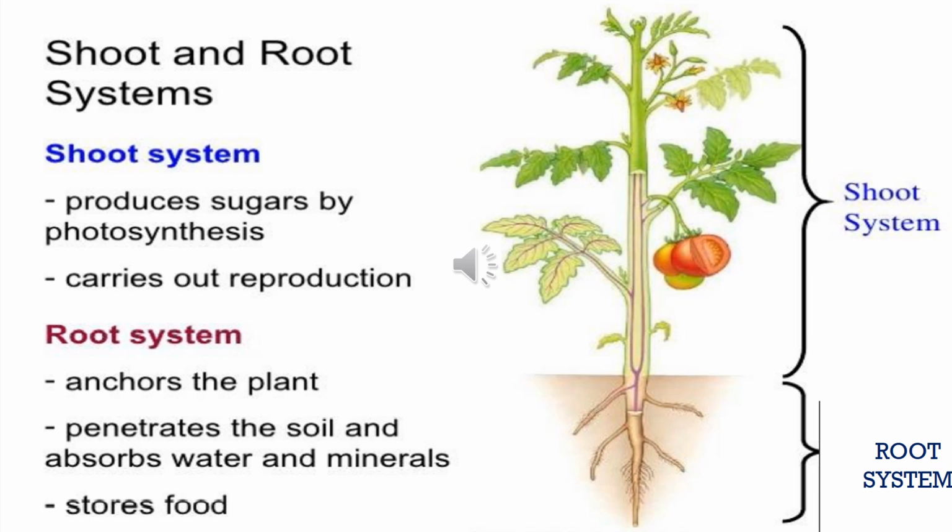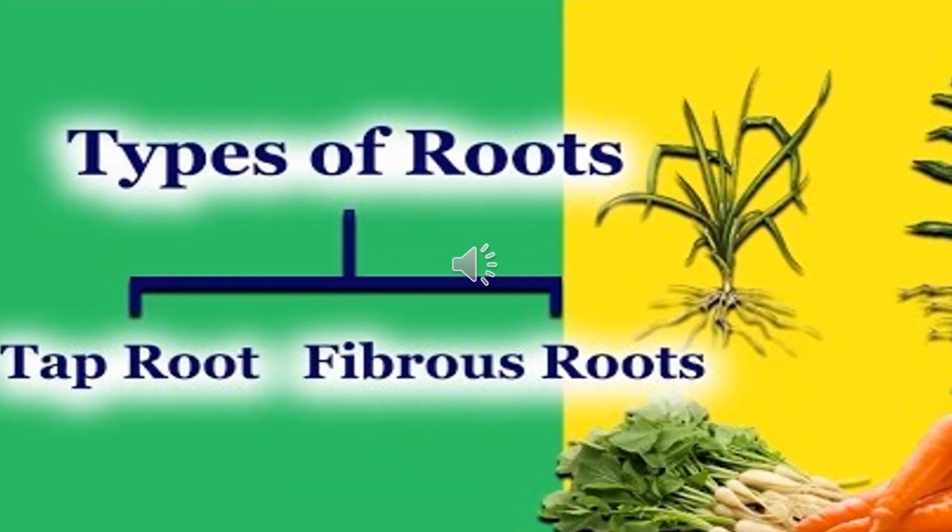Next is the root system. The part of the plant that grows under the soil is called the root. The root anchors the plant, penetrates the soil, absorbs water and minerals and stores food. Shoot system means above the soil, root system means under the soil. Each part looks different and plays an important role in the life of the plant.